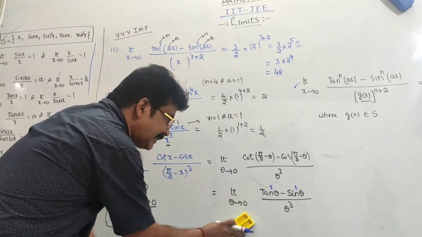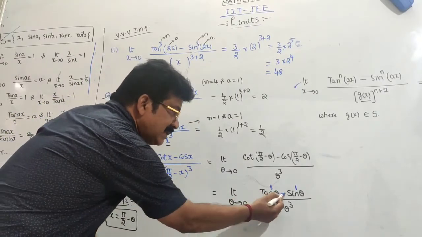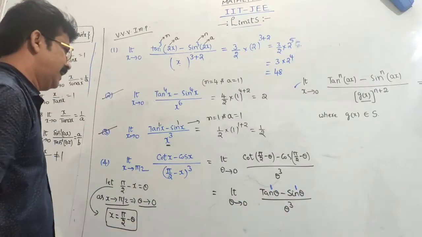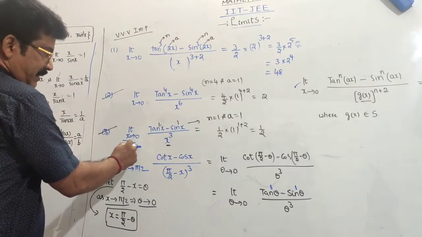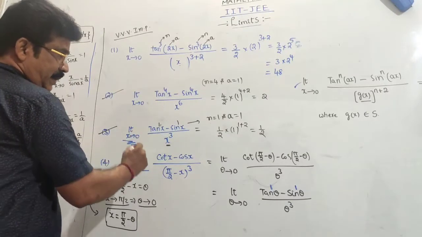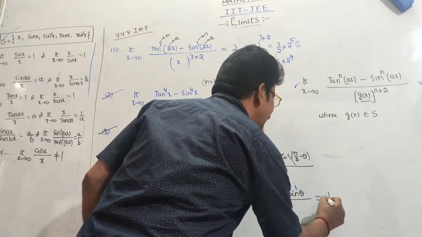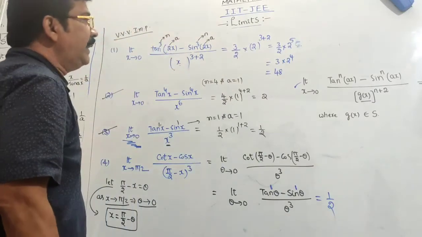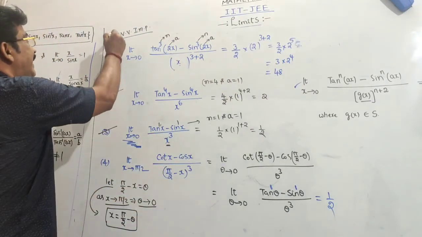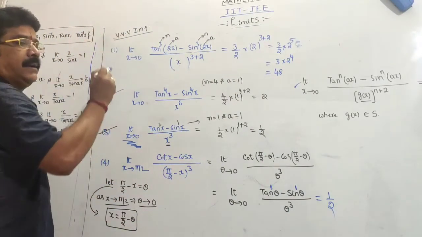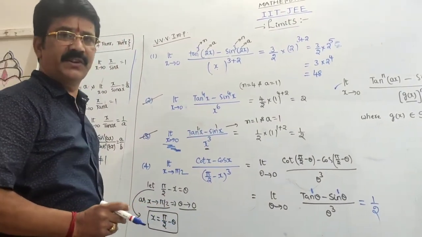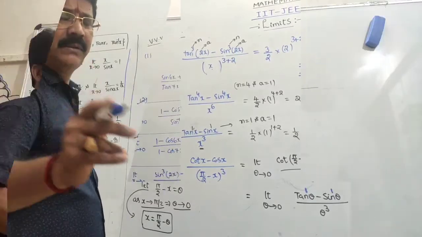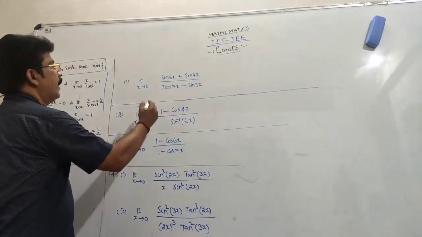Okay, this is just like the limit as x tends to 0 of tan x minus sin x by x cubed. Where is that? This one. It is a direct question: tan x minus sin x by x cubed. So we can write directly 1 by 2. This is a very important model for every competitive examination. Understand? Next set of questions.